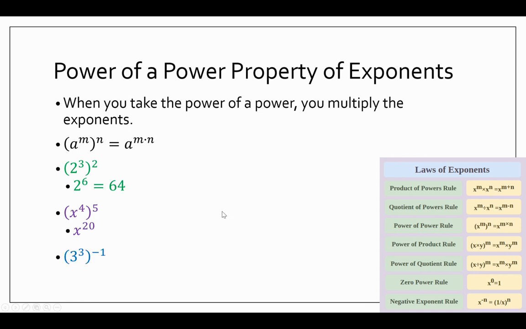3 cubed to the negative 1. Well, remember, negative exponent, we're going to flip it. We're going to put it underneath. So 3 to the negative 1, 3 times negative 1 is going to be negative 3. And now we have 1 over 3 cubed, and that will simplify down to 1 over 27.